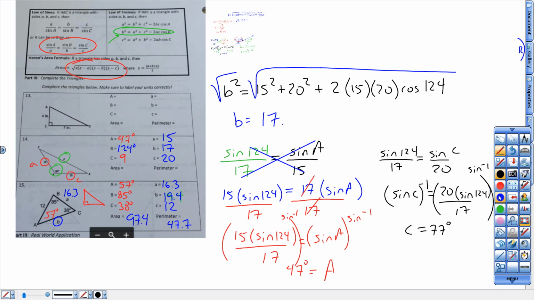Oh man, I gotta double check that one. But the perimeter, add those up. And then the area, like I said, use this problem right here.